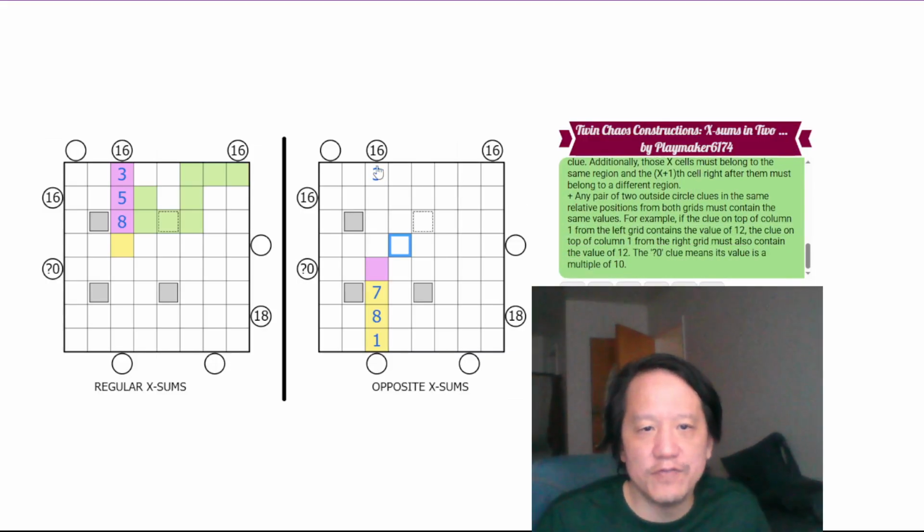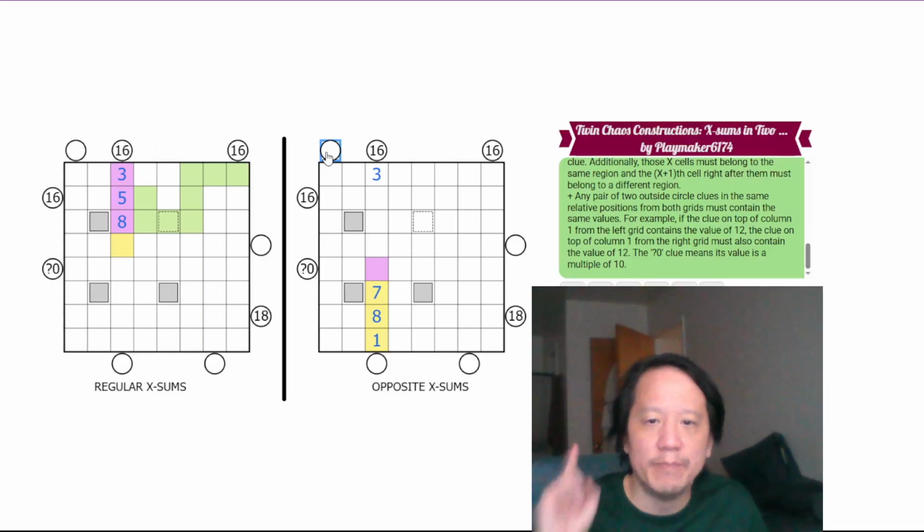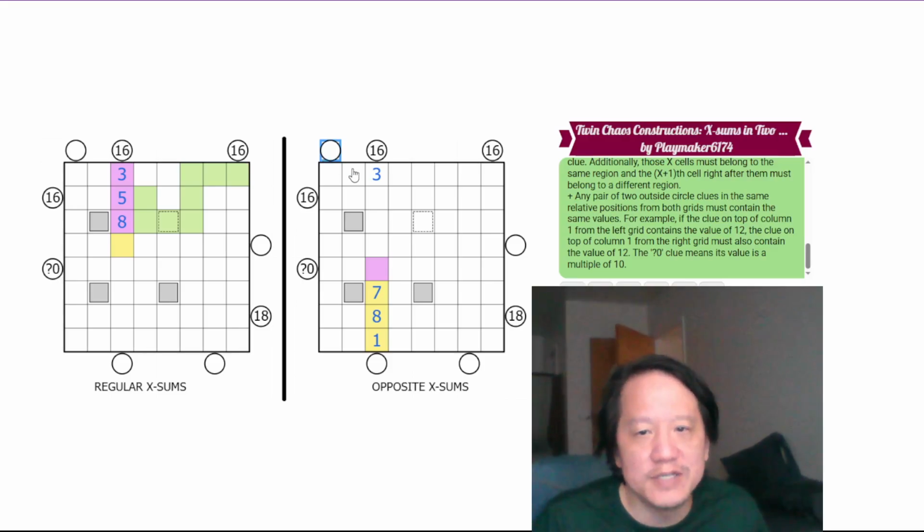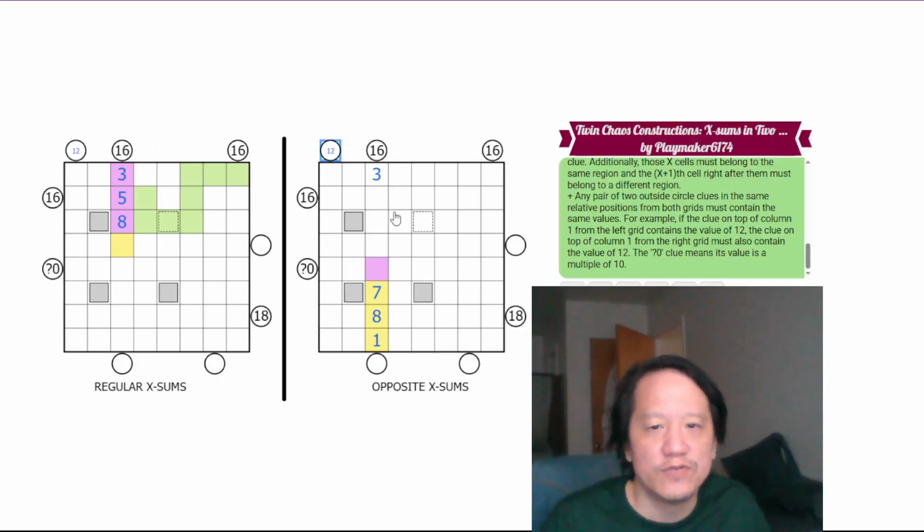We also have any 2 pair of outside circles in the same relative position from both grids must contain the same values. For example, if the clue in the top of column 1 from the left grid contains the value 12, then the clue on top of column 1 from the right grid must also contain the value of 12.